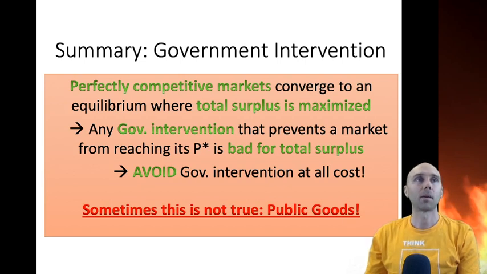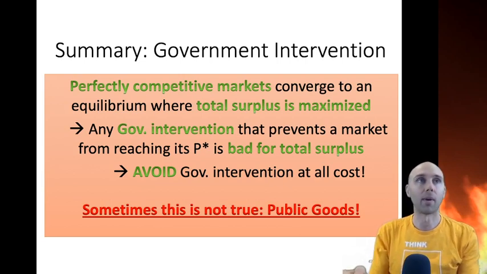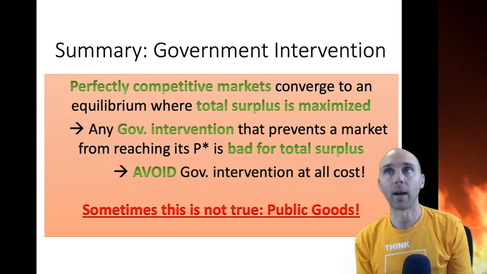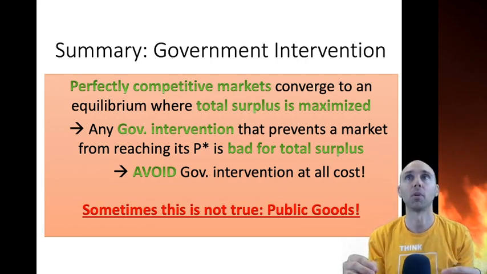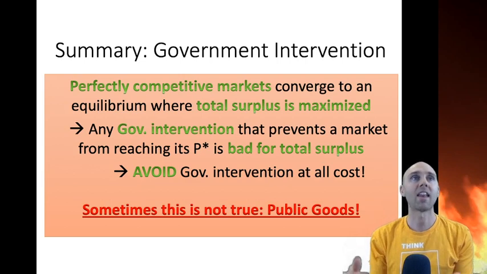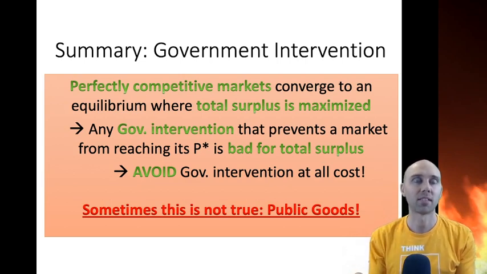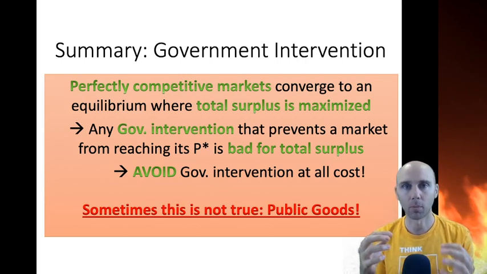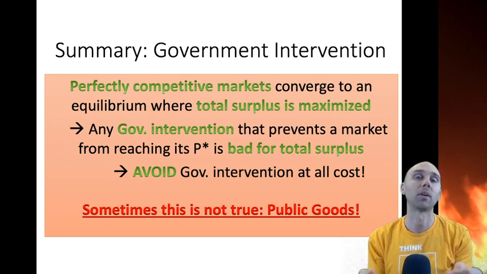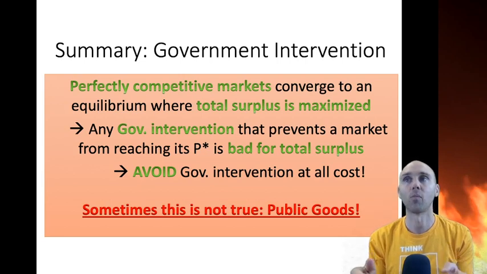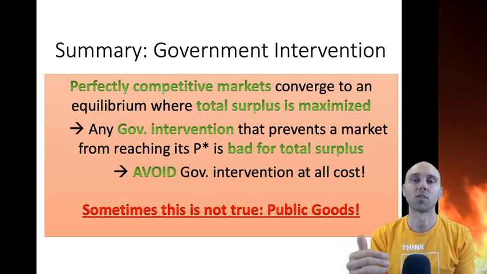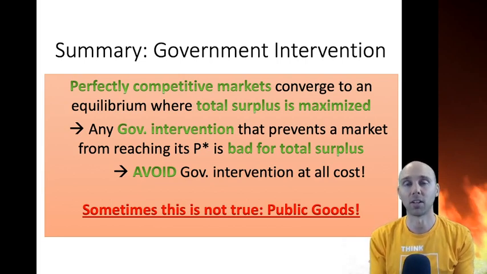Okay, so our basic summary then from government intervention, in these sort of markets anyway, is that perfectly competitive markets converge to those points where the total surplus is maximized. And any government intervention that prevents that market from getting to its equilibrium price and quantity through that price mechanism is going to decrease total surplus, which means that we should be trying to avoid government intervention at all costs. And that's the basic economic rationale behind that small government, free market ideology of the political right.